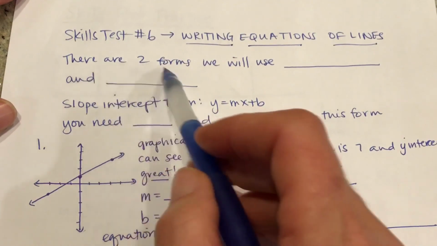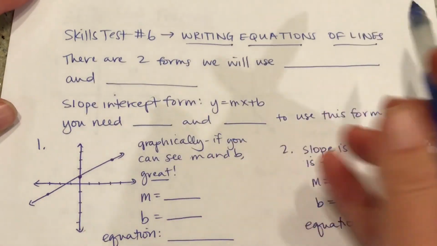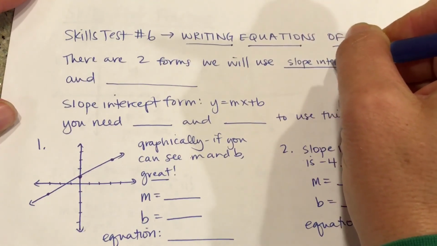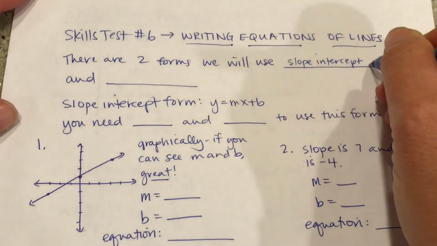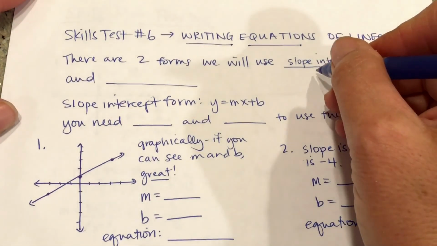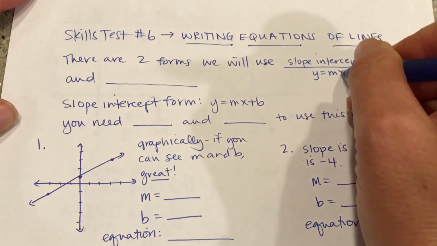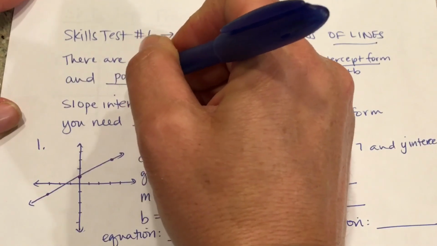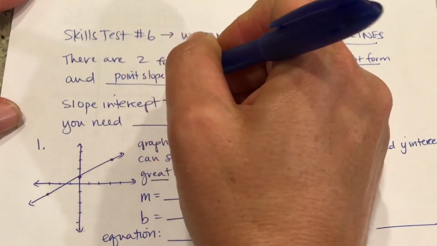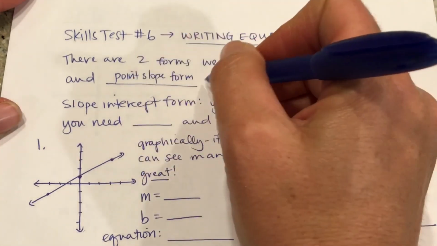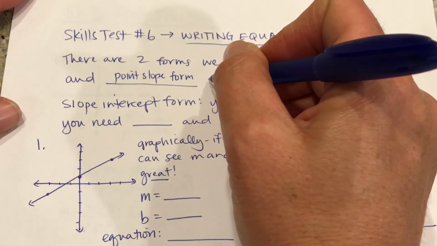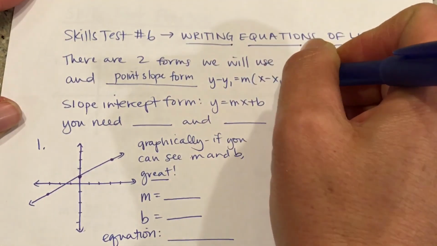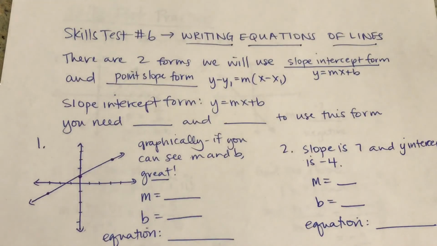So it says, there are two forms that we will use to write the equations of the lines. We're going to be using the slope-intercept form. Let's put underneath that y equals mx plus b. Hopefully you remember that and you're familiar with it. And we're going to use the point-slope formula, or point-slope form, which is going to be, I'll write it here to the side because there's a little bit more space, which is going to be y minus y sub 1 equals m times x minus x sub 1.